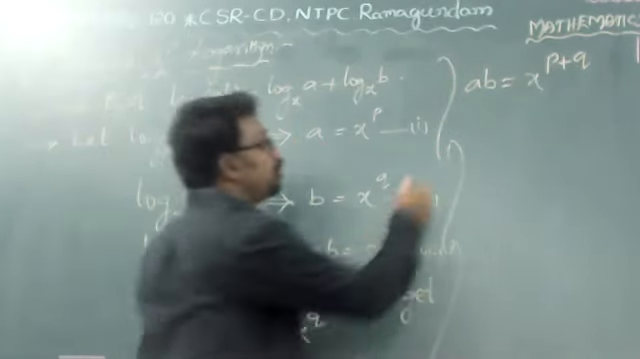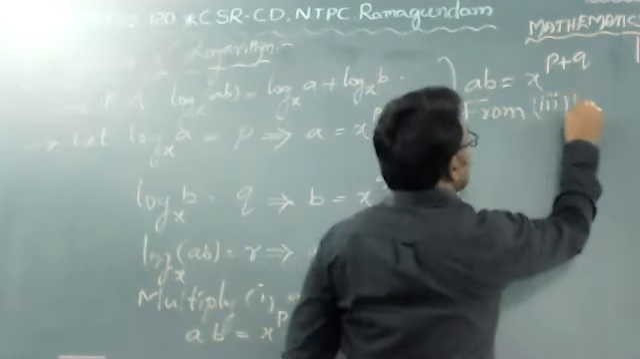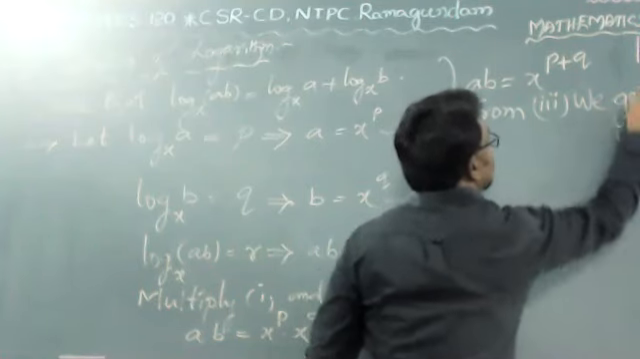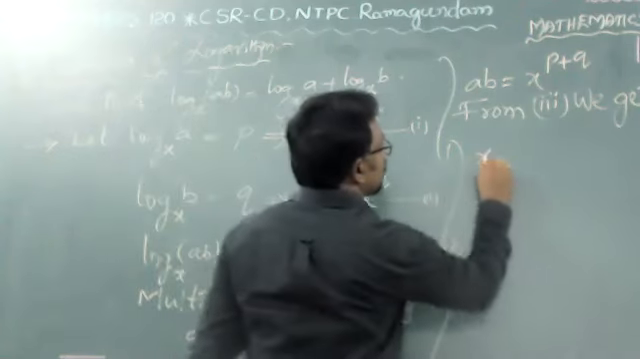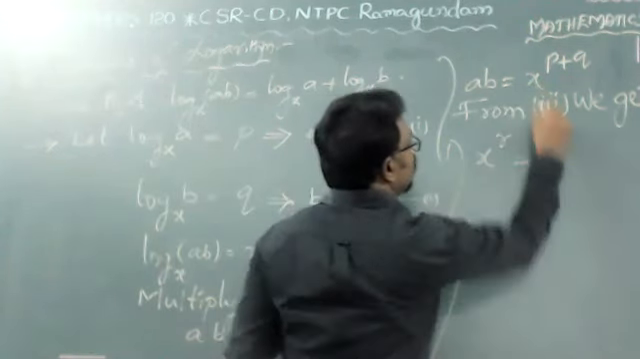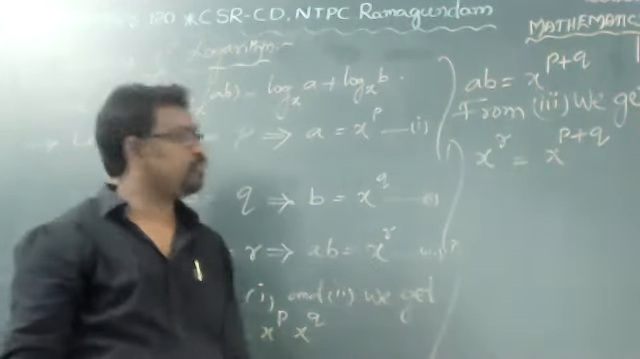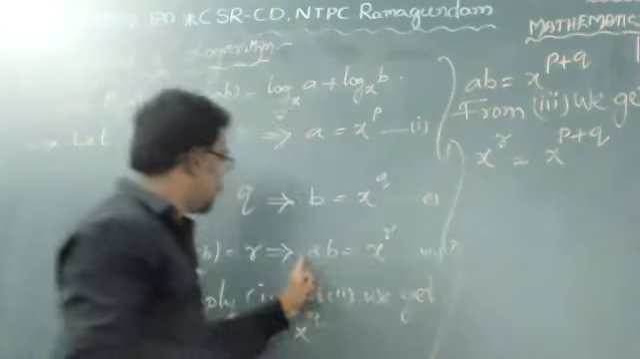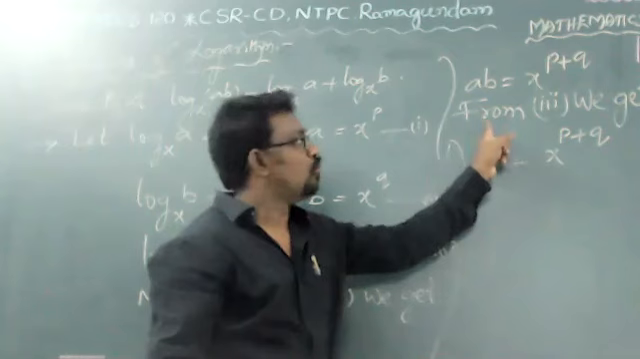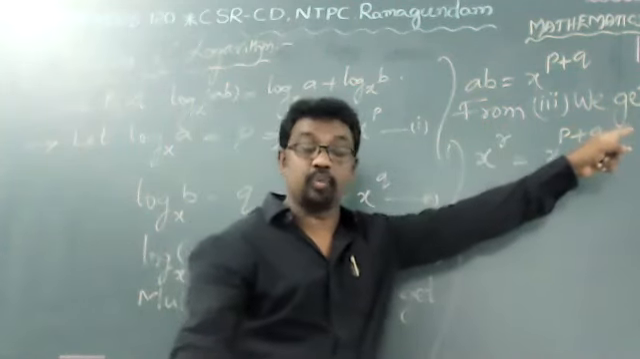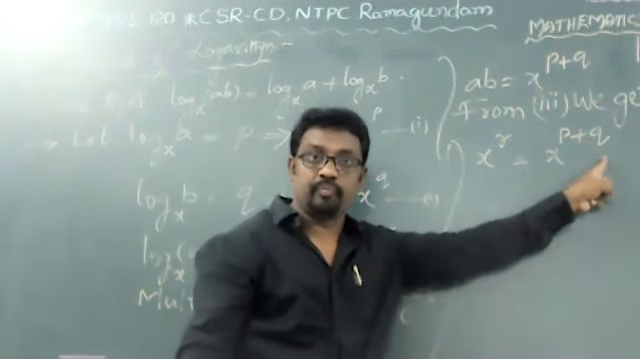Substitute from the third equation. From the third equation we get x power r is equal to x power p plus q. ab is equal to x power r, I replaced it here. So from the third equation we get x power r is equal to x power p plus q.